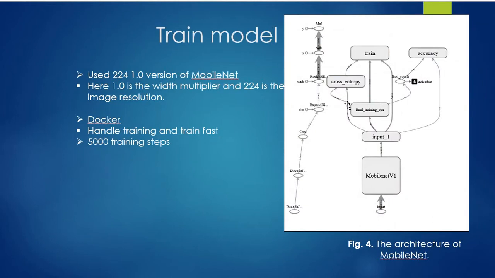Here is the trained model of our work. I'd like to talk about the training model. Here we have used the 224 1.0 version of MobileNet. This is the biggest version. Here 1.0 is the width multiplier and 224 is the image resolution.